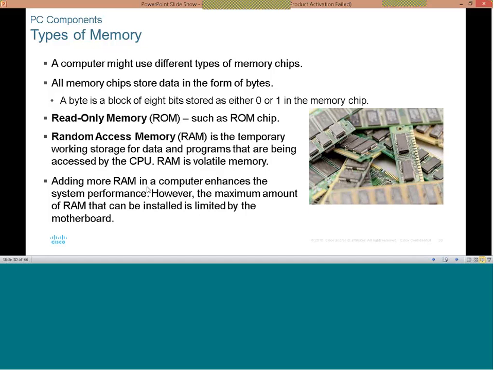Adding more RAM to the computer enhances system performance. The RAM is more or less like the food of the computer, because without the RAM, the system has limited space of operation. So you need to look at the best way to upgrade the system RAM. And of course, there are limitations to the upgrade depending on the capacity of the system.